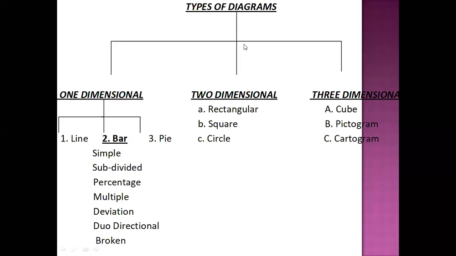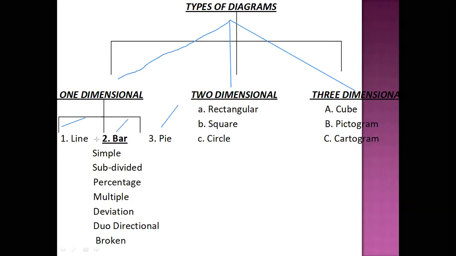Types of diagrams we have discussed. Types of diagrams. In types of diagrams, we came to know that three major types are there: one dimensional, two dimensional, and three dimensional. See, one dimensional, again line diagram is there, bar diagram is there, pie diagram is there. Bar diagrams have been further divided into 7 categories: simple, subdivided, percentage, multiple, deviation, duodirectional, and broken bar diagrams.